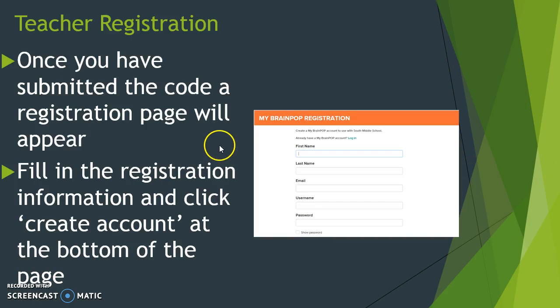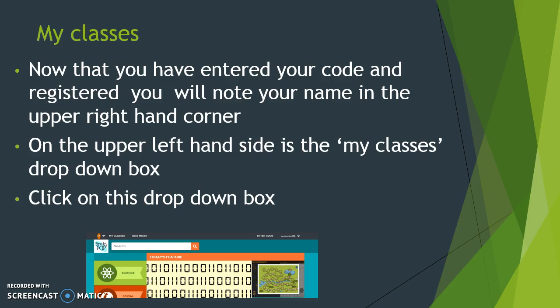Once you've submitted the code, a registration page will appear. You're going to fill in the registration information and click Create Account at the bottom of the page. Now that you have entered your code and registered, you will note your name in the upper right-hand corner of the screen. On the upper left-hand side is the My Classes drop-down box. We are going to click on the My Classes drop-down box now.